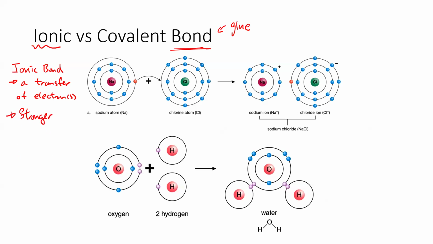On the other hand, we have something like water, and in water, what's holding the atoms together is the covalent bond. Covalent bond. And instead of a transfer of electron, there is a sharing of electron. And so they tend to be a little bit weaker compared to ionic.